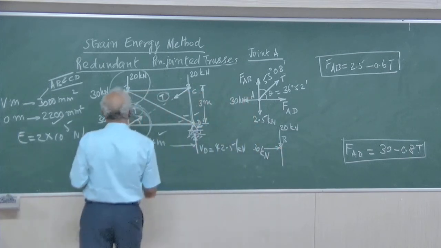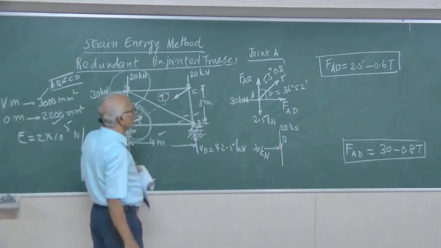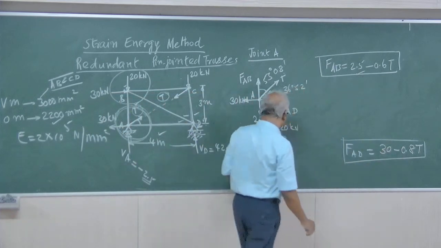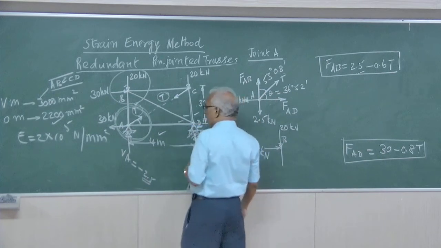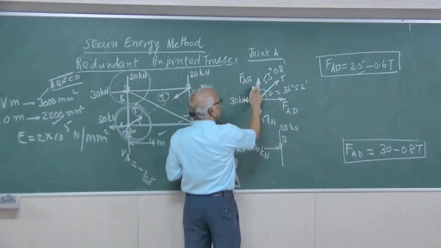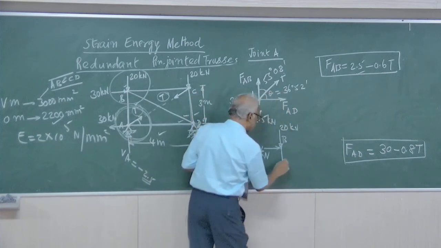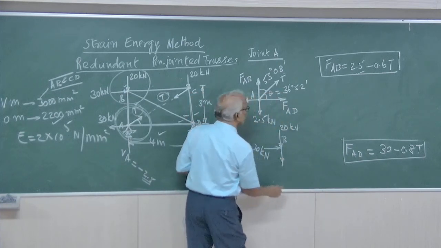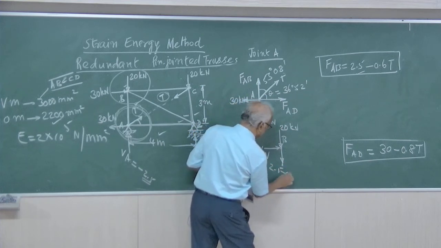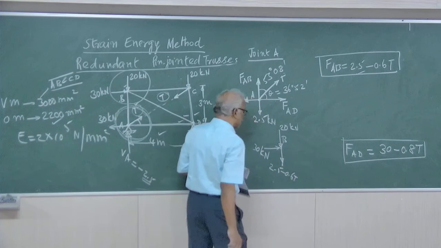Now for this you know the force BA. Already you got the force, namely 2.5. So this we have assumed tensile. So here also we will assume this to be tensile. From joint B it is tensile. The force is 2.5 minus 0.60 T. This force is known.